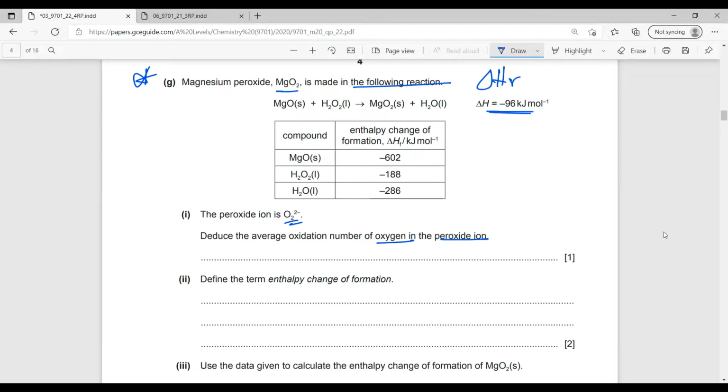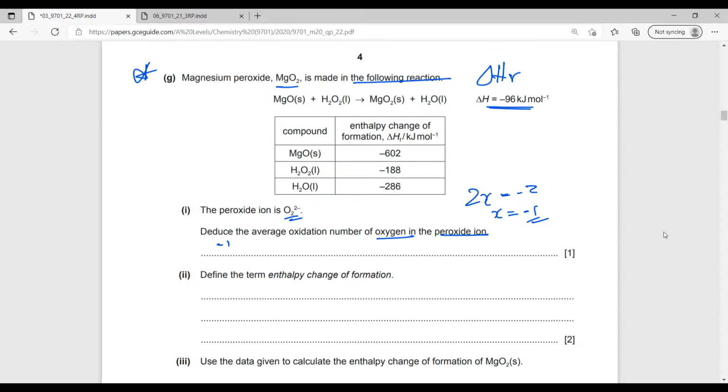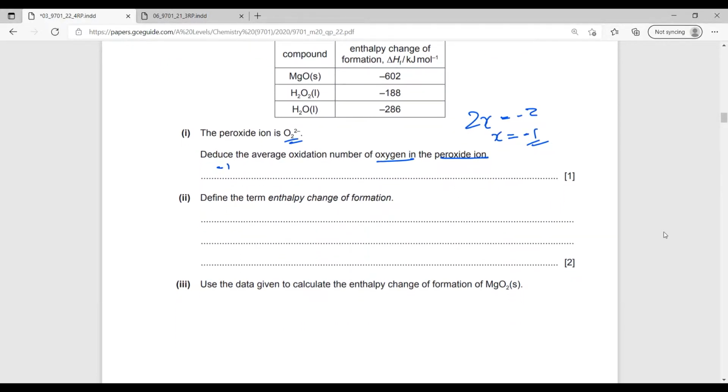Now this is not something from this lesson, but it's something from the redox equilibria. So you see that there's two oxygen atoms, so 2x is equal to minus 2, right? So x is equal to minus 1. Therefore the average oxidation number is minus 1. Now this is what we just talked about.